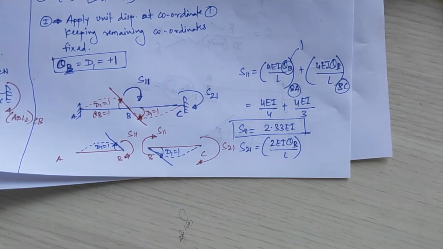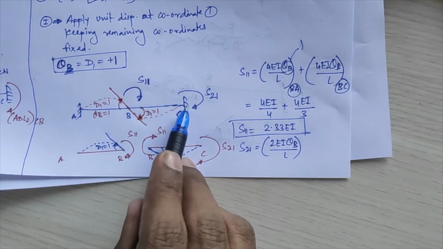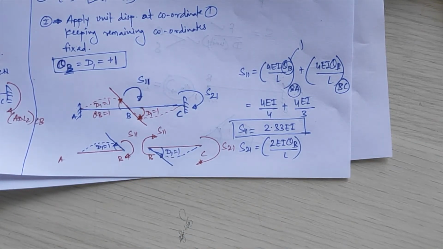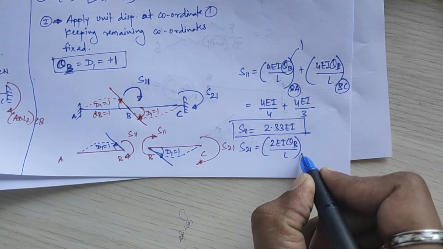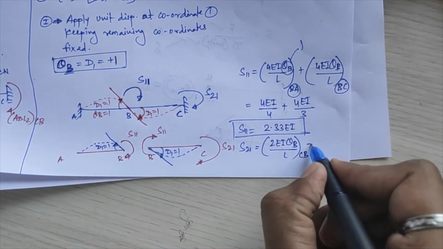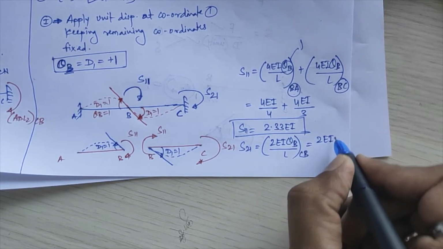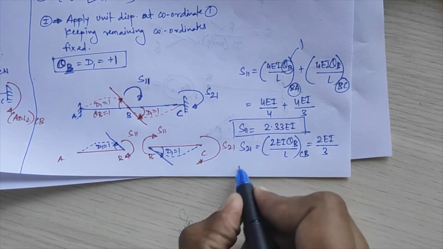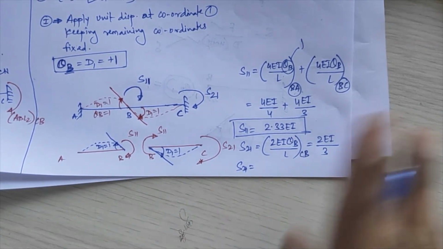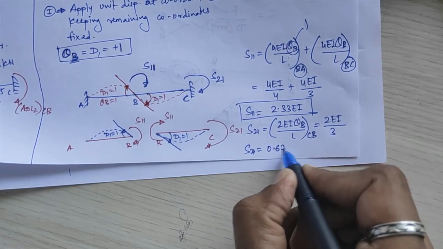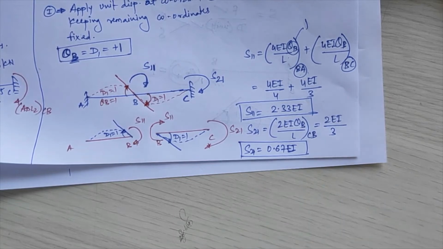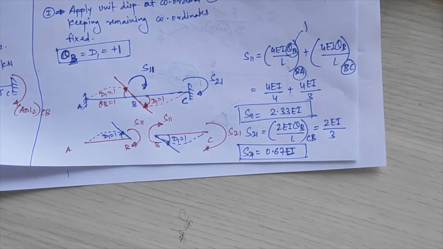It will be only theta B here, because for theta B this will be treated as your far end. If you consider theta C over there, that will be your near end. So for theta B it will be far end, that is for member CB, or you can write BC also. If I substitute these values, I'll get 2 EI theta B, again 1 divided by L of CB, that is your 3. So S of 21 I'll get as 2 by 3, that is 0.67 of EI. Right, so S of 11 I have got, S of 21 I have got.